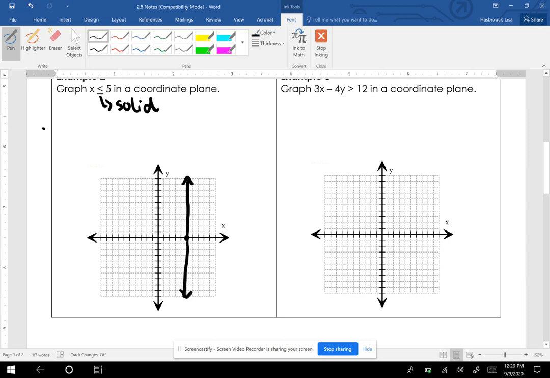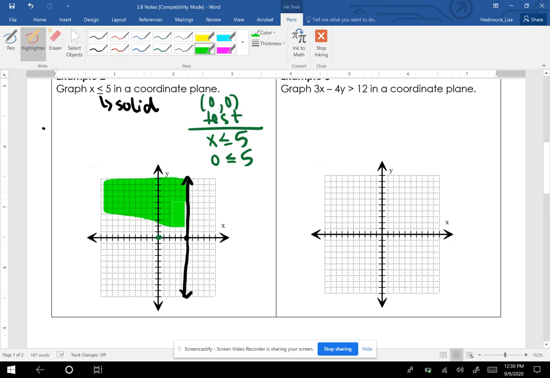Now to figure out which side we're going to shade on, we pick a test point. I usually use (0, 0), as long as it's not on the line I draw. So if I use (0, 0) to test, in my inequality, x is less than or equal to 5, I will replace x with 0. 0 is in fact less than or equal to 5. What that tells me is the side that has my test point, since it worked, I will shade on that side. And we're done with that example.